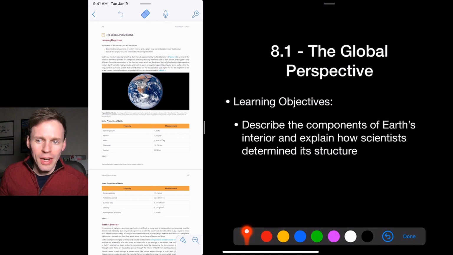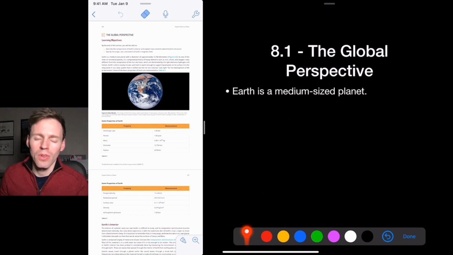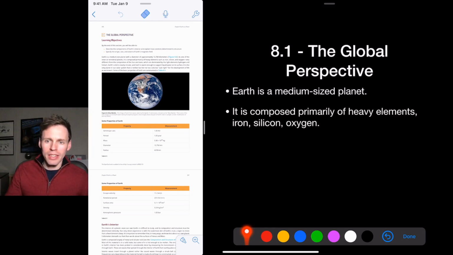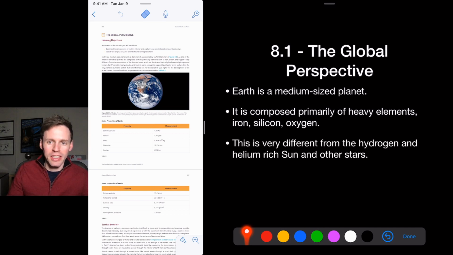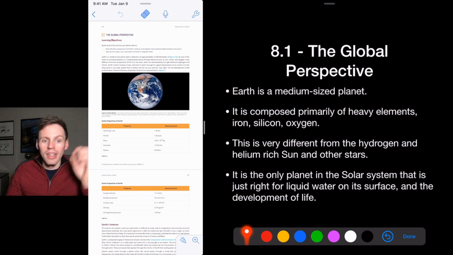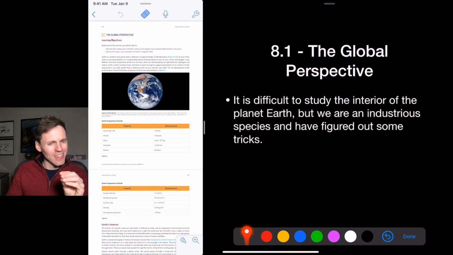We want to describe the components of Earth's interior and explain how scientists determined its structure. We want to specify the origin, size, and extent of Earth's magnetic field. Earth is a medium-sized planet, primarily composed of heavy elements like iron, silicon, and oxygen. This is very different from the hydrogen and helium found in stars like the Sun. It's the only planet in our solar system that is just right for liquid water on its surface and the development of life. We say that Earth is in the Goldilocks zone, or the habitable zone of the Sun, because it's not too hot, not too cold.